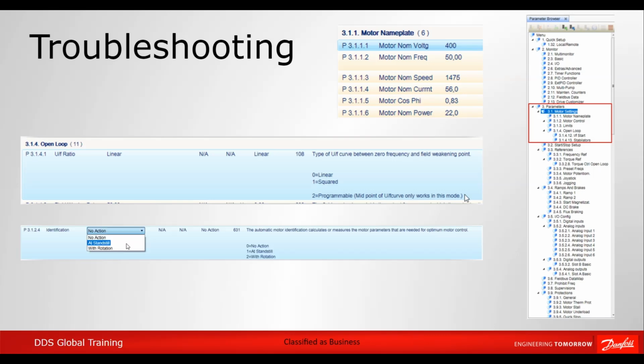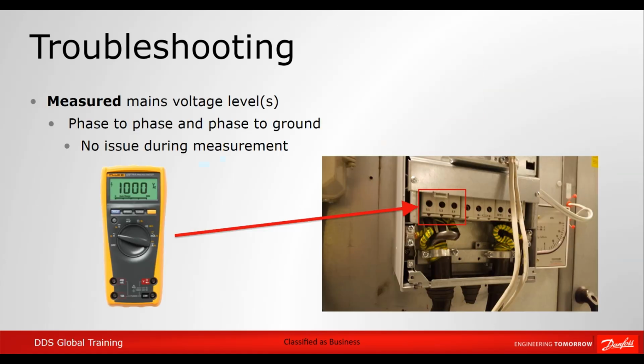The service person performed an ID run by selecting the at standstill method, as the motor was coupled to the fan. The ID run was performed to prevent any future issues. No parameter setting was found wrongly configured that would cause the randomly seen fault codes.